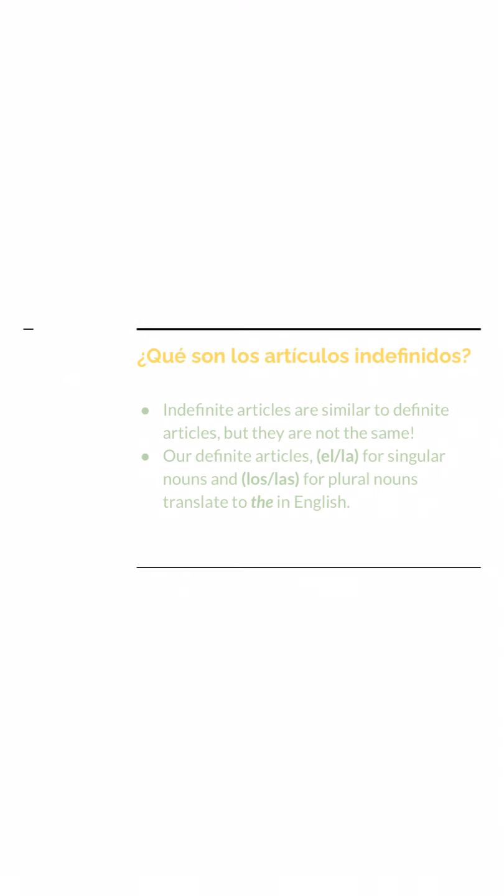En esta lectura vamos a hablar sobre los artículos indefinidos. So first we need to decide, ¿qué son los artículos indefinidos? Pues they are actually very similar to our definite articles, but it's important to note that they are not the same. So our definite articles, which of course are el and la for singular nouns, and los and las for plural nouns, translate to the in English.